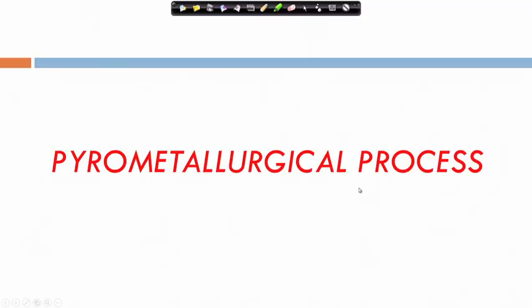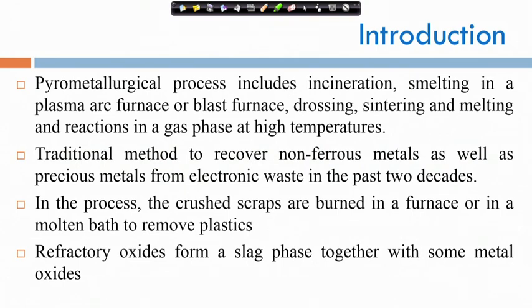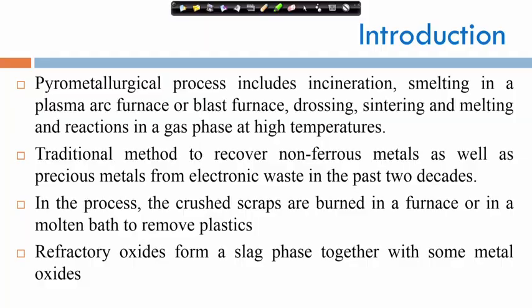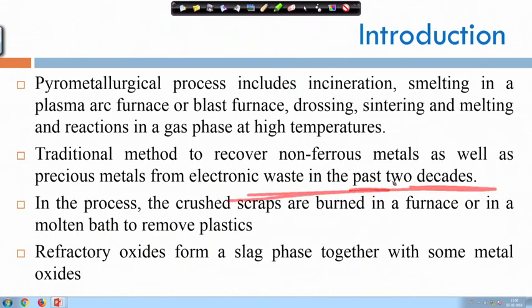In terms of the pyrometallurgical process, let's look at some examples here. What is the pyrometallurgical process? It includes incineration and smelting in a plasma arc furnace. Plasma arc means very high temperature and a lot of energy required, and that's why you have the cost involved. You do the dosing, sintering and melting, and reaction in the gas phase at high temperature. All those things happen. These are the traditional methods to recover non-ferrous metals as well as precious metals from electronic waste. People have been using them for the last 2 decades, so it's nothing brand new.